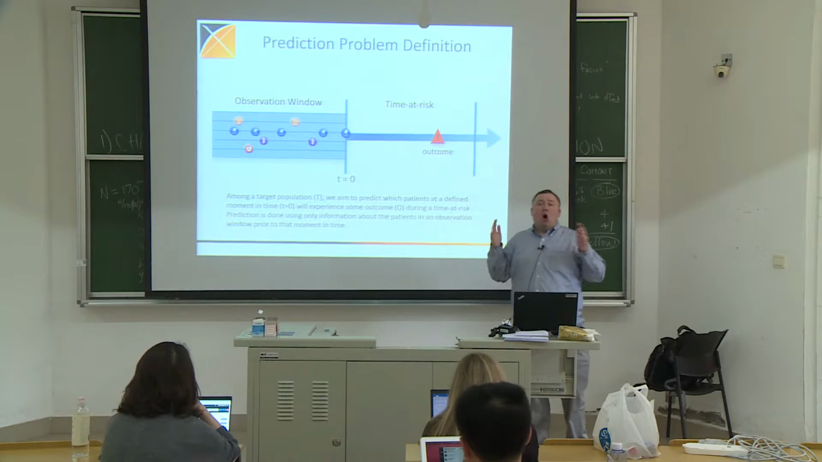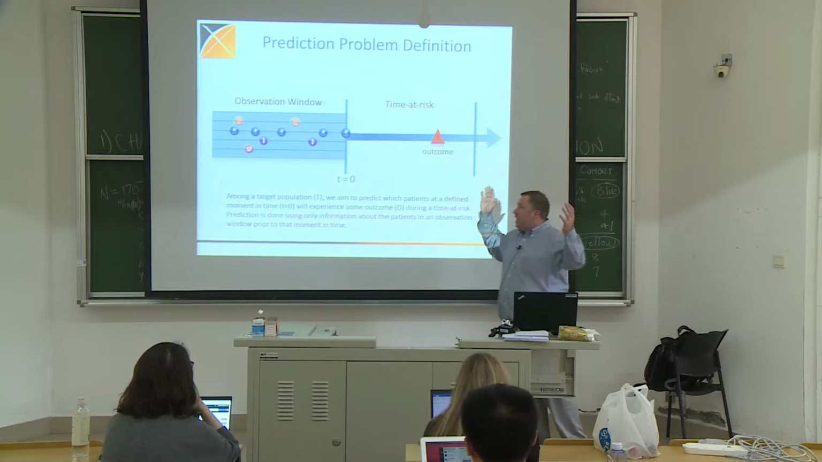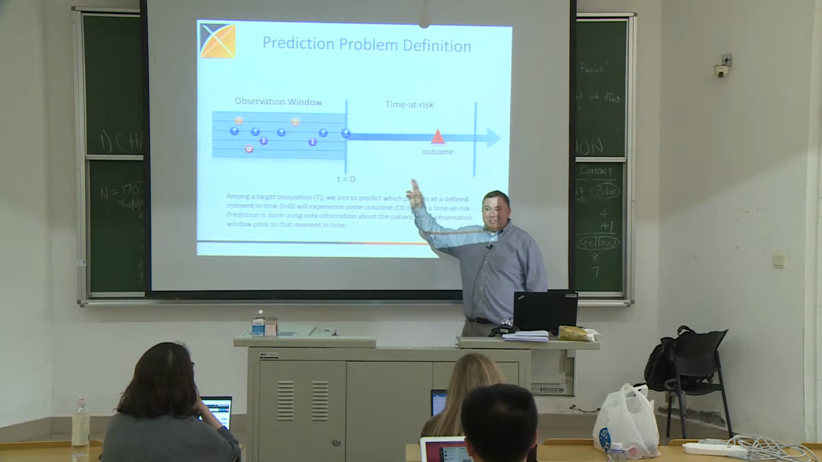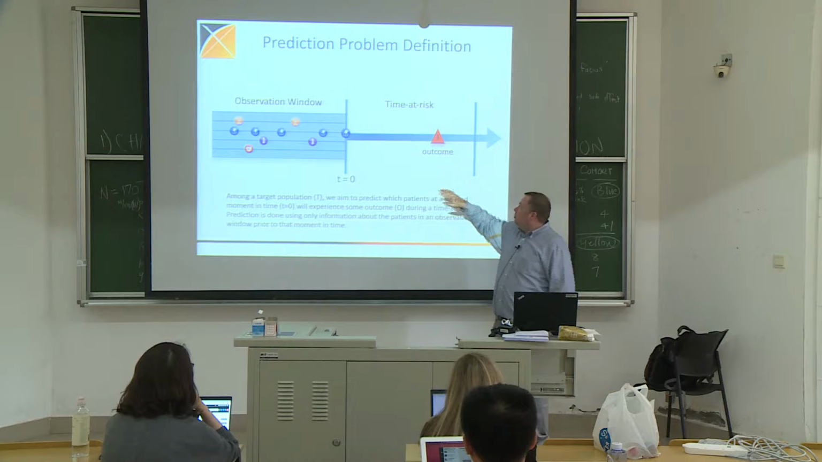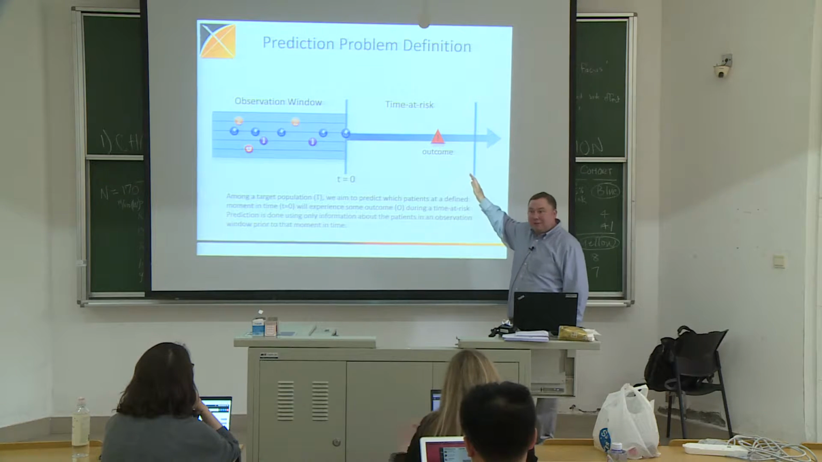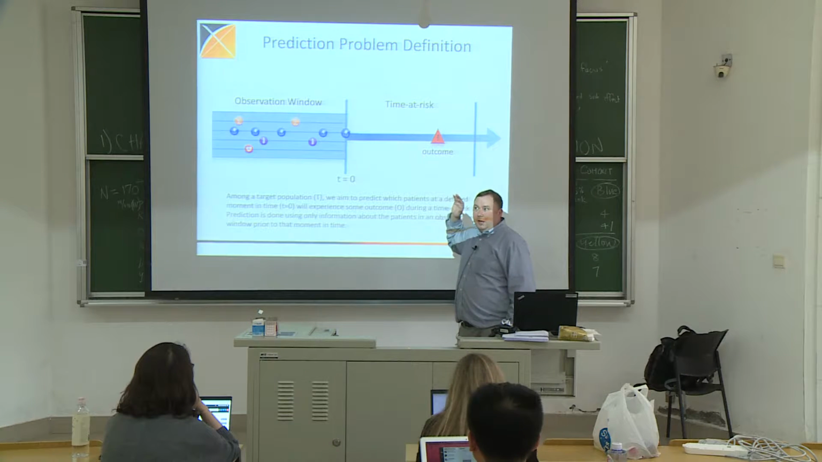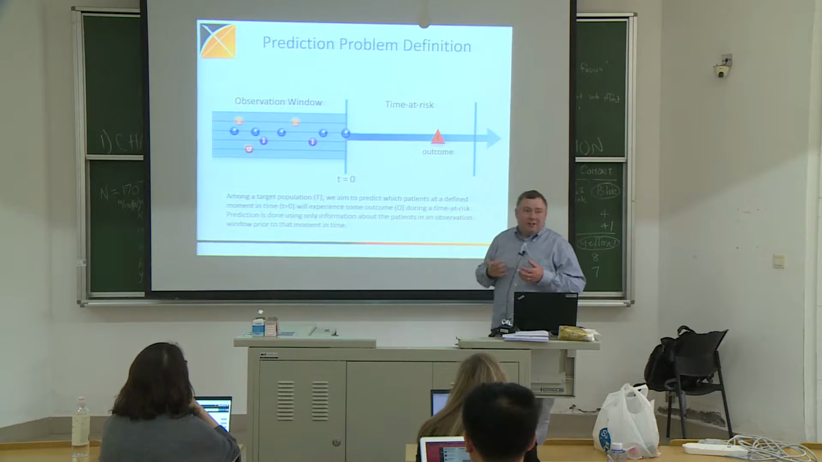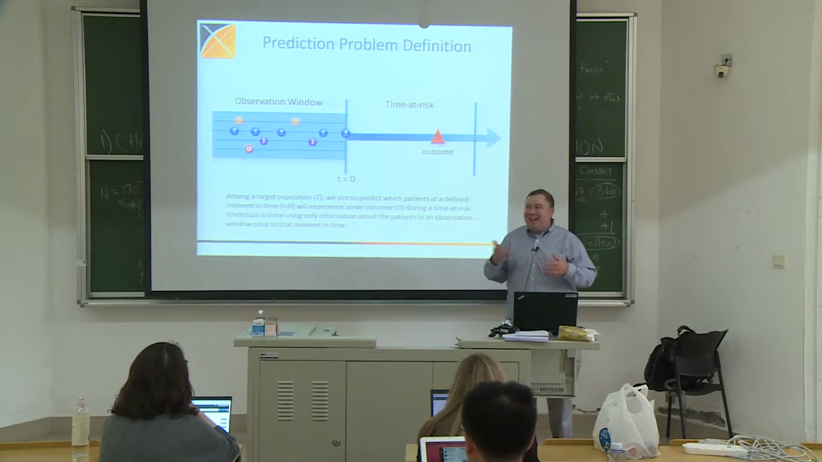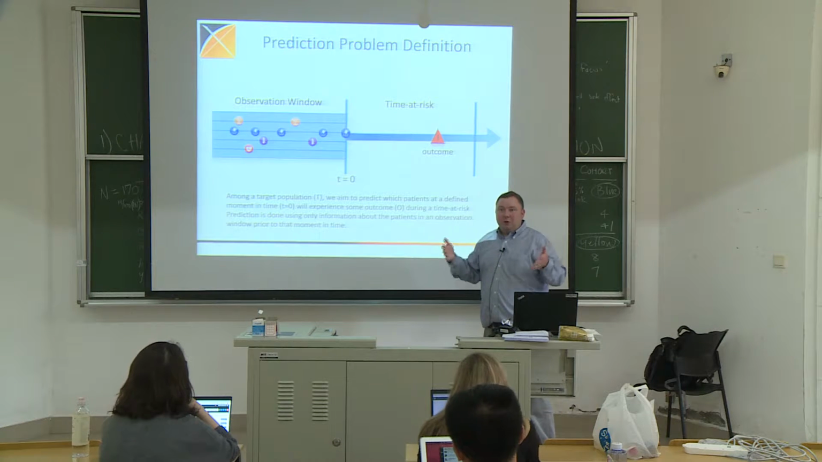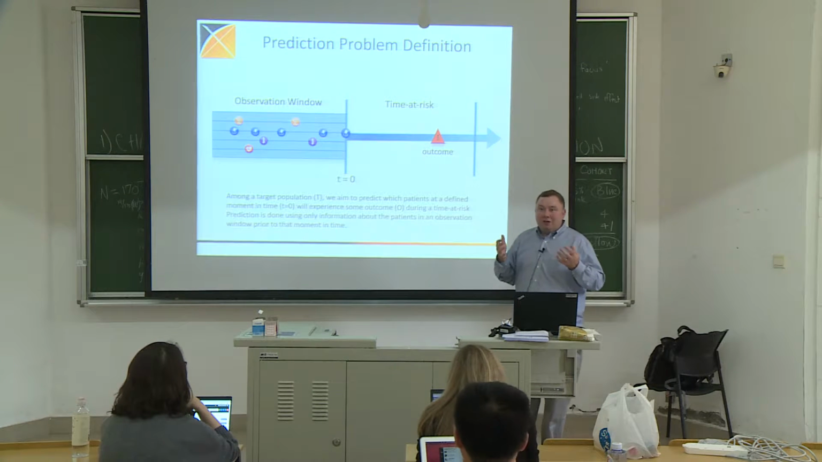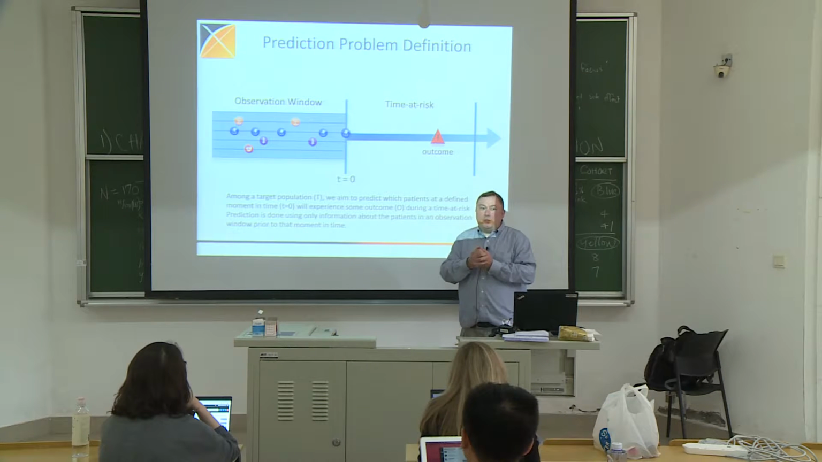The way to think about all prediction questions, though, is that you're taking that cartoon of someone's medical history and you're cutting it at time zero, and you're only allowed to use the information in the past to predict something that's going to happen in the future. This is very important because if we're going to develop a prediction model, the purpose of a prediction model is to apply it in healthcare.